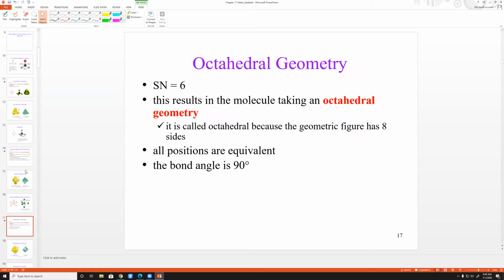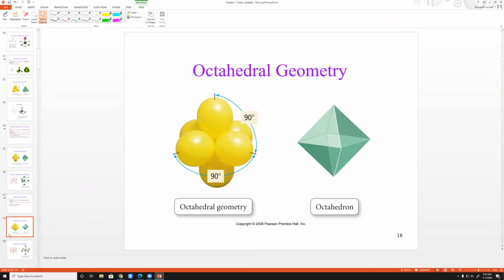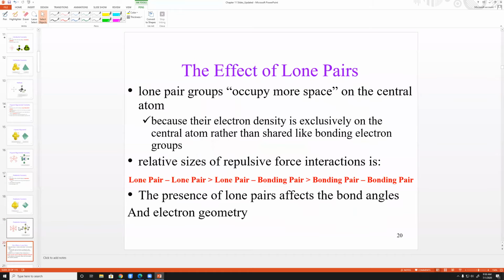Okay. And then you have octahedral. So here's what an octahedron looks like. It's kind of like a square pyramid, but there are two pyramids: one pyramid going up, one pyramid going down. So yeah, it's a cool shape. Octahedron. Okay, cool. So there it is, SF5, a perfect example.